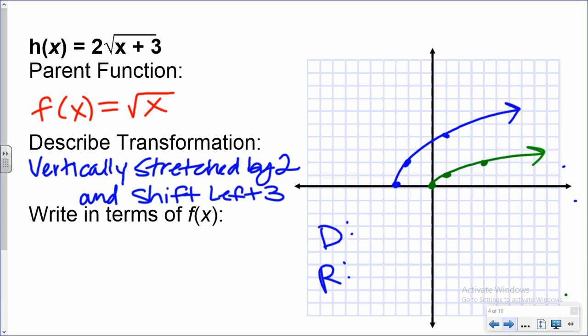Domain. So it'd be negative 3. Why don't you look at the blue graph one more time? Here, I'll get rid of the green one. It's negative 3. Good. And we include negative 3. It starts at negative 3 and gets bigger.